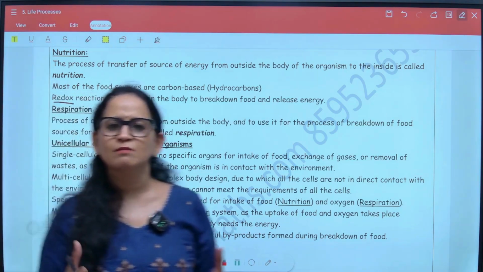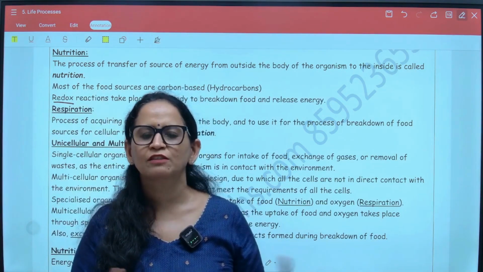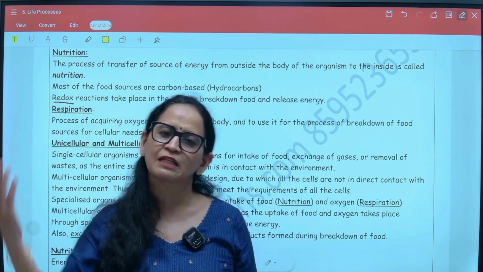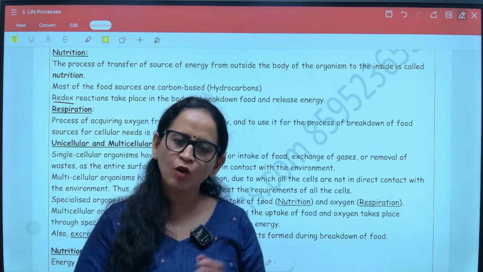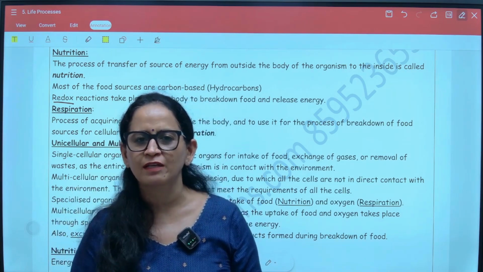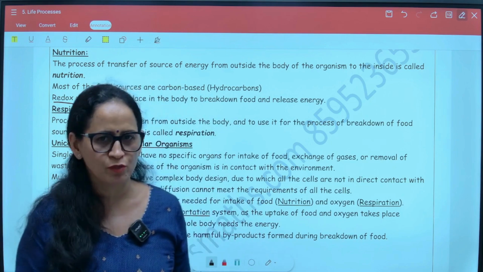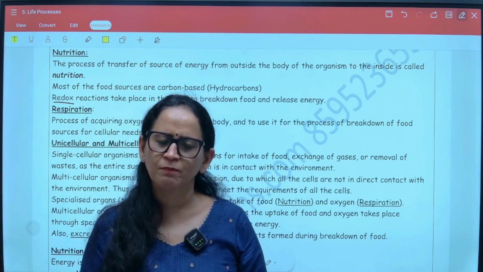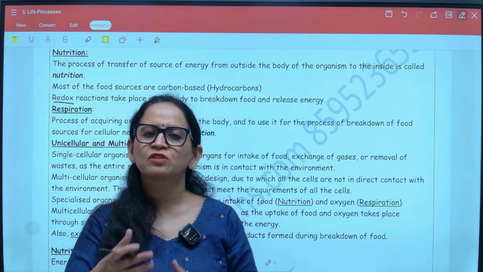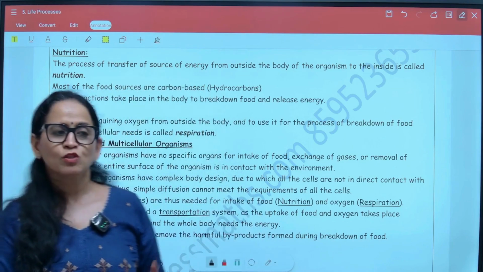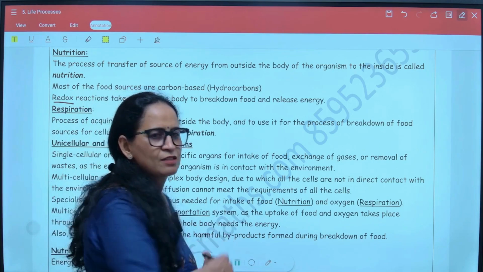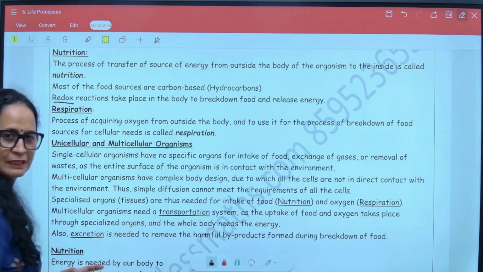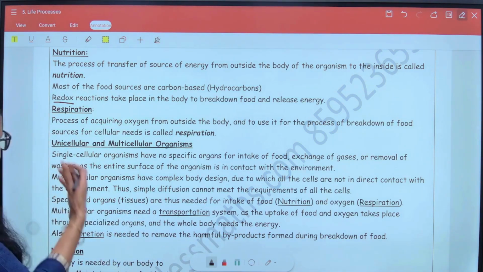These organisms have cells collected together to form tissues, tissues make organs, organs make organ systems, and then the entire organism. So in this complex structure of multicellular organisms, all the cells of the body are not exposed to the environment. So what does that mean? Only the outer layer would be exposed, but what about the inner layers? How will they exchange their materials with the environment? So for this, in multicellular organisms, diffusion is not sufficient to meet all the needs of the organism, and that's why we have all these life processes in place.